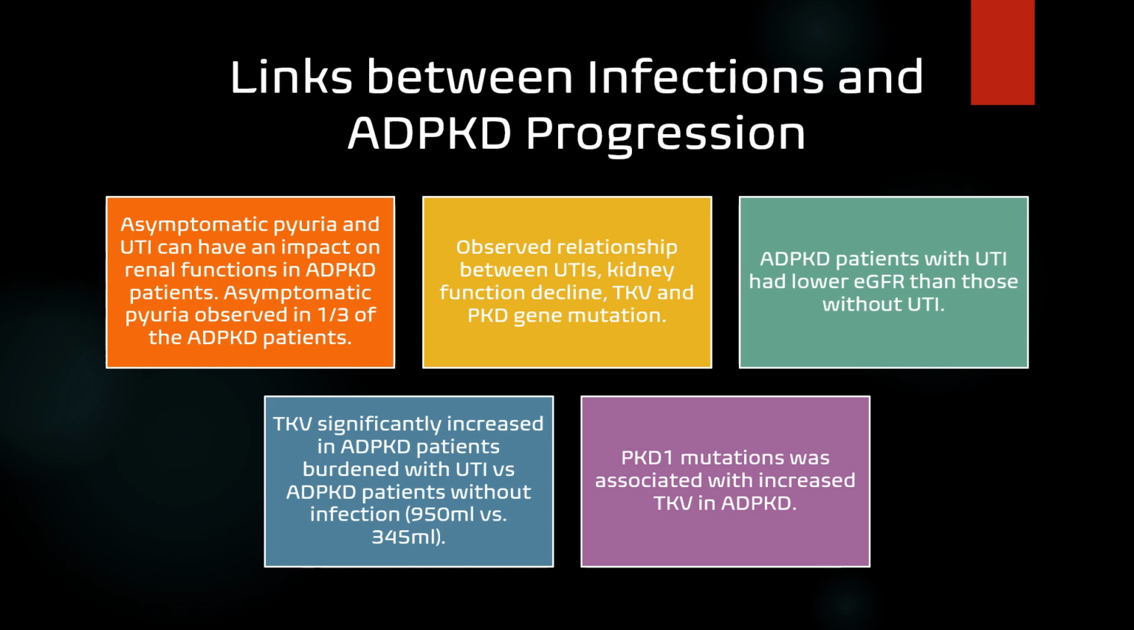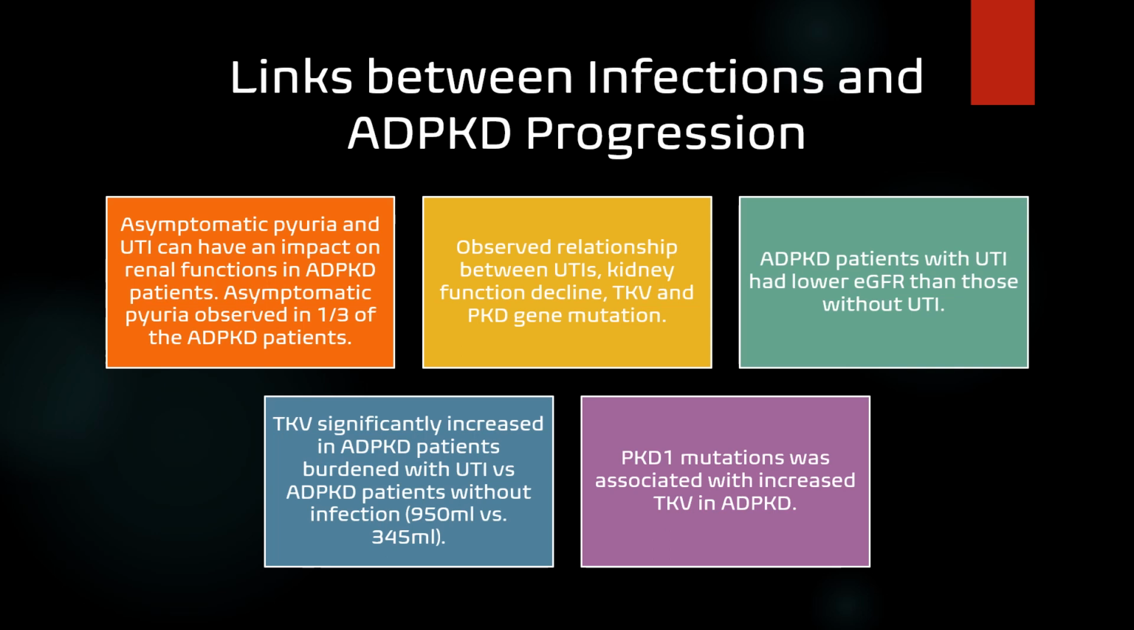volume, aligned to PKD genetics. And ADPKD recipients with UTI tend to have a lower estimated glomerular filtration rate than those without urinary tract infections, and total kidney volume has significantly increased in ADPKD recipients impacted with urinary tract infections versus ADPKD recipients without infections.